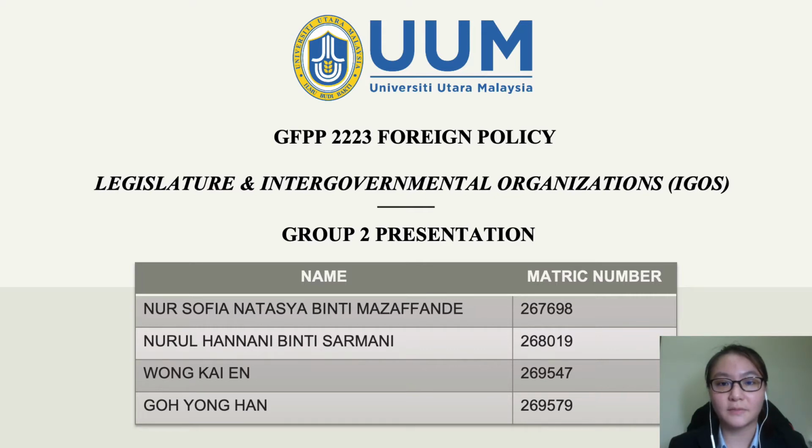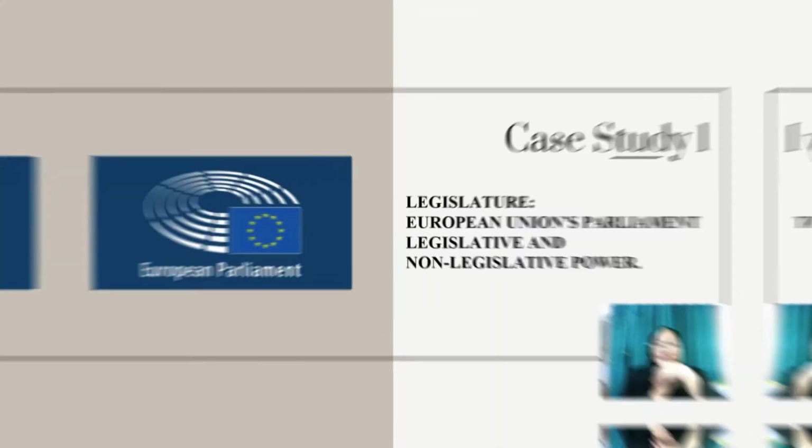The first objective of our assignment is to discuss the legislative and non-legislative power of the European Parliament under the topic of legislature, while the second objective is to discuss the structure and function of the WHO under the topic of intergovernmental organizations, IGOs. Now, I'd like to pass the floor to my group members to continue the first case study.